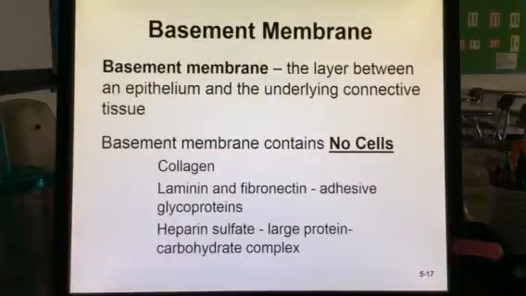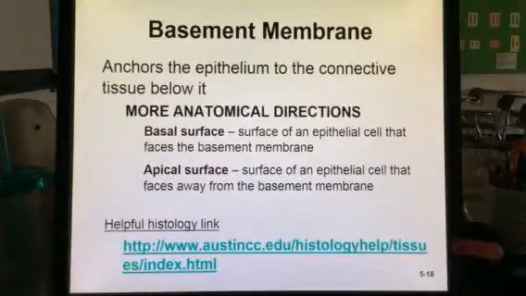One thing that you'll be asked to label in the lab is a basement membrane. It's the layer between the epithelial tissue and the connective tissue underneath it. It doesn't have any cells. It usually looks like a border, so it should be pretty easy to identify. It anchors the epithelium to the connective tissue below it.